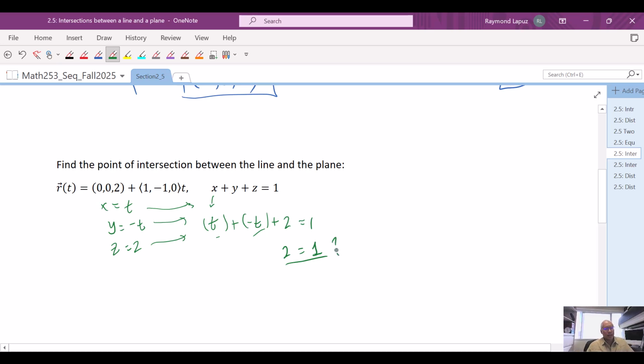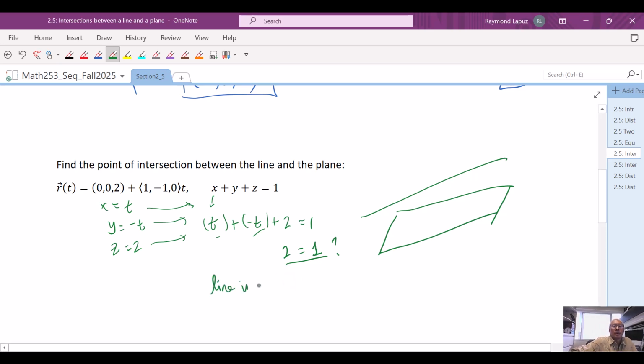And so what is actually happening here? The idea is that we were looking for an intersection between a line and a plane. So it looks like the plane and the line do not intersect. That means the line must actually be parallel to the plane. So the line is parallel to the plane.